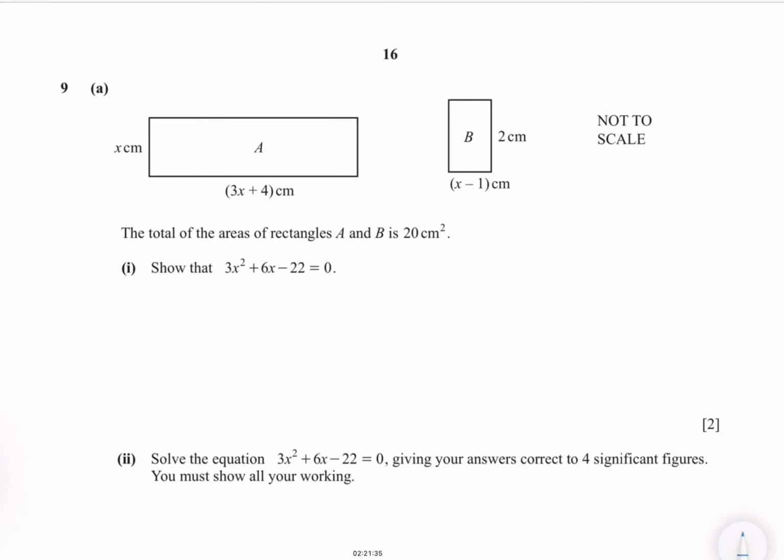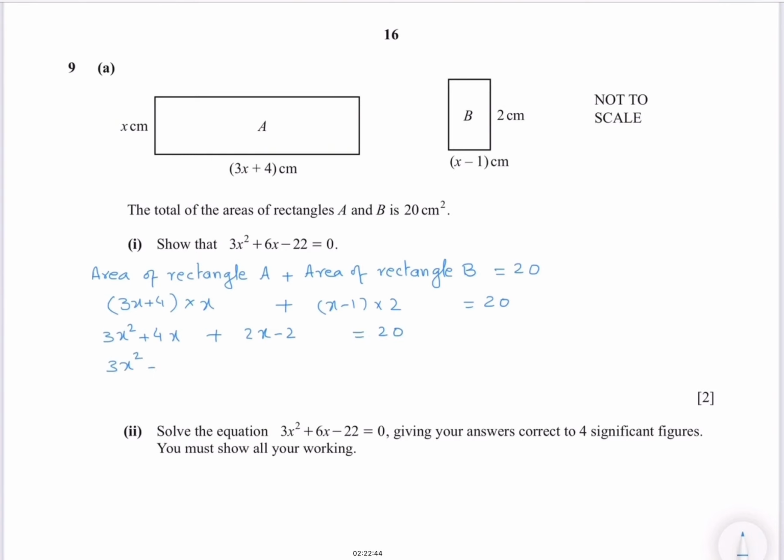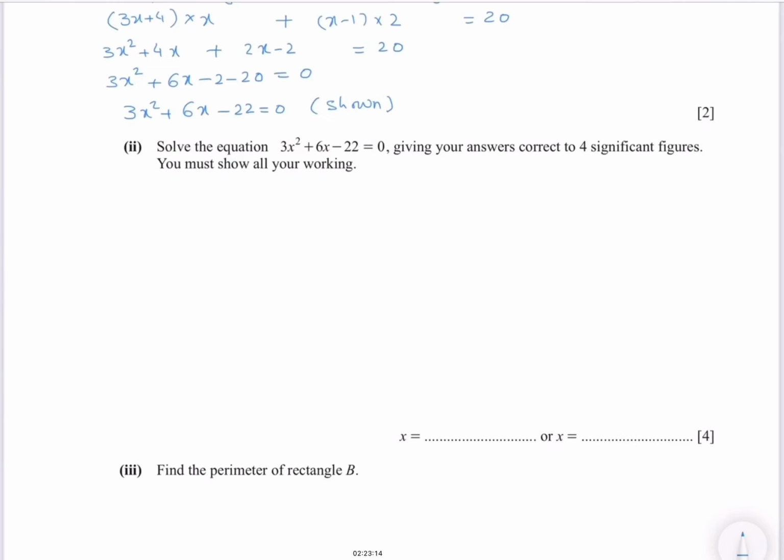Okay, in question 9, A and B, the total area of rectangles A and B is 20. So we have to show this. So this is easy. Area of rectangle A plus area of rectangle B is equal to 20. So 3x plus 4 times x plus x minus 1 times 2, and this is 20. So 3x square plus 4x plus 2x minus 2 is equal to 20. So this is simplified, you get 3x square plus 6x minus 22 equals 0, shown.